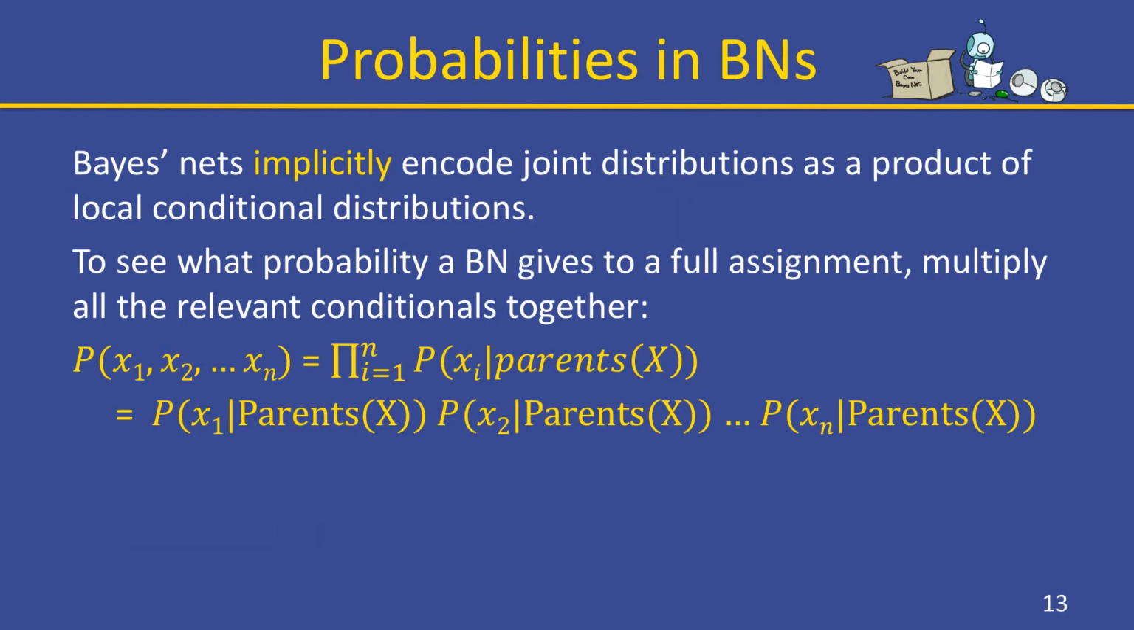And the beautiful thing about Bayes nets is that they implicitly encode joint distributions as a product of local conditional distributions. So to see what probability a Bayes net gives to a full assignment, we simply multiply all the relevant conditionals together. So the probability of x1, x2 up to xn, the joint probability, is nothing but the product of the probabilities of xi conditioned on the parents of xi. We'll see some examples next.